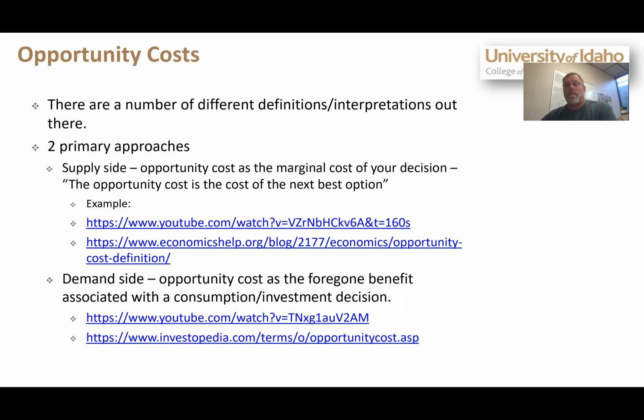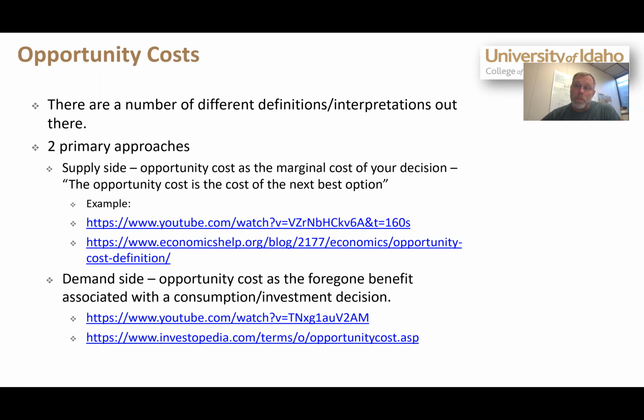And so this presents opportunity costs as basically the marginal cost of your decision, or the money that you gave up to make that decision. So it's just the cost of the next best option. So marginal cost approach, I've got an example here. You can go from the slide and click and watch a YouTube video of someone really smart telling you that this is the way you do opportunity costs, or you can click on economicshelp.org, which is a neat little web page that has economic concepts, but they go this supply side route, which you'll see that I don't like as much.